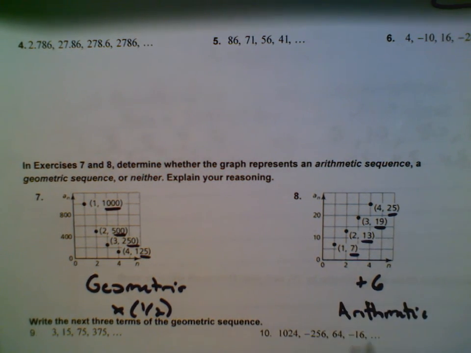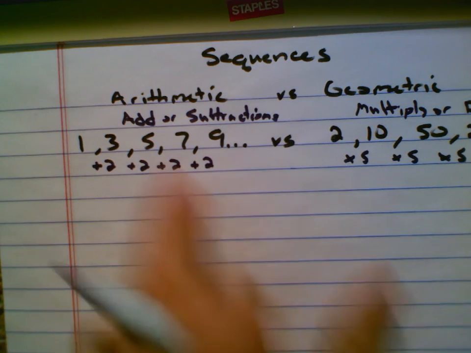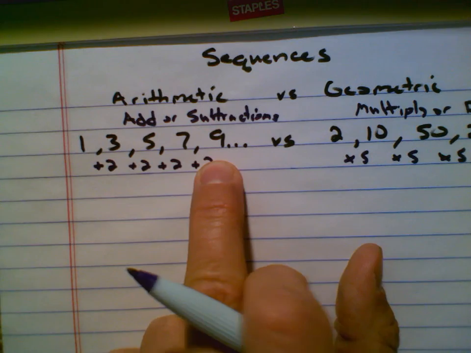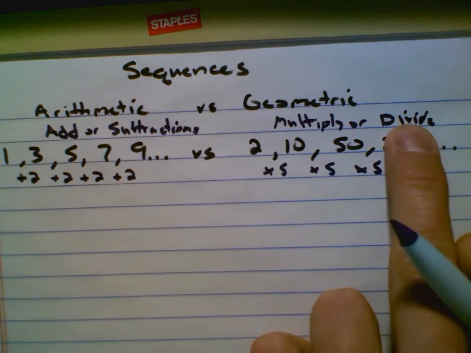Okay, so just to recap, the difference is arithmetic add or subtract the same number, and geometric multiply or divide the same number.